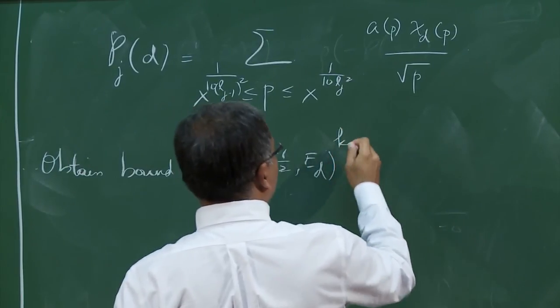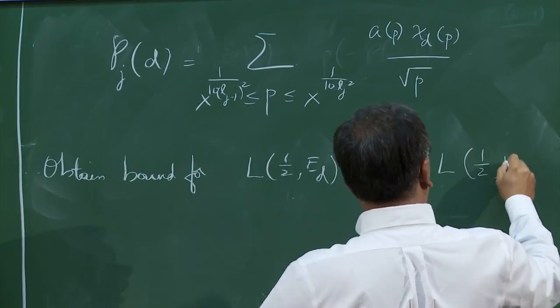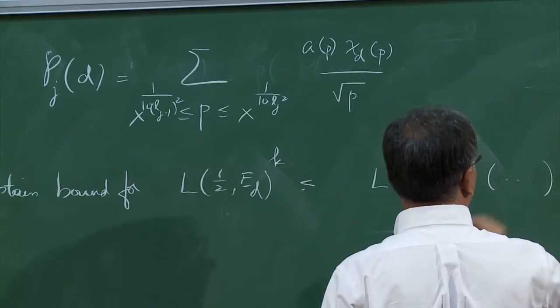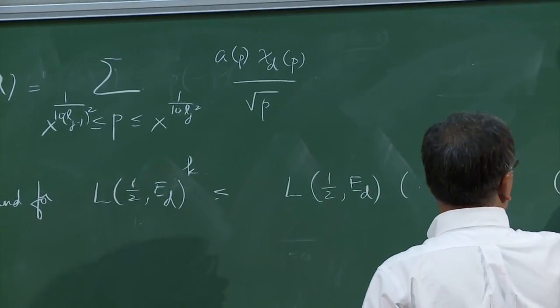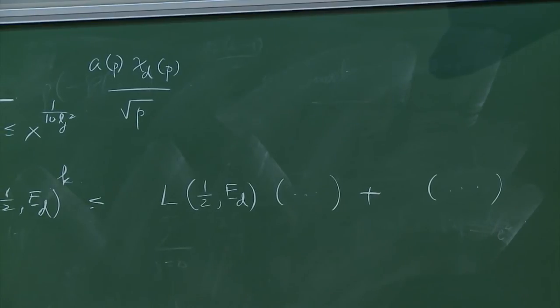For some kth moment, I want to write down a bound which is going to involve an interpolation with the first moment times some Dirichlet polynomial plus some other Dirichlet polynomial. That's going to be the aim.